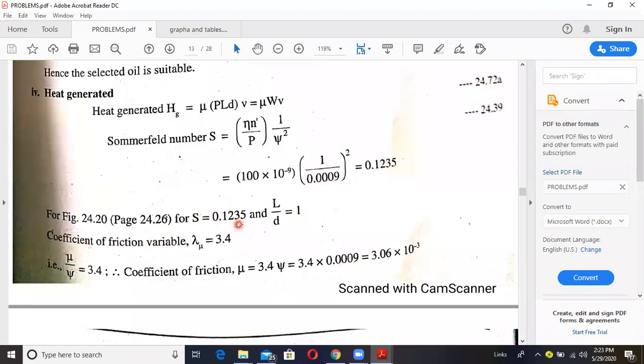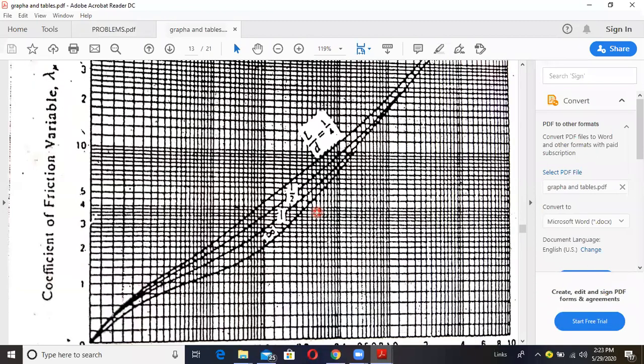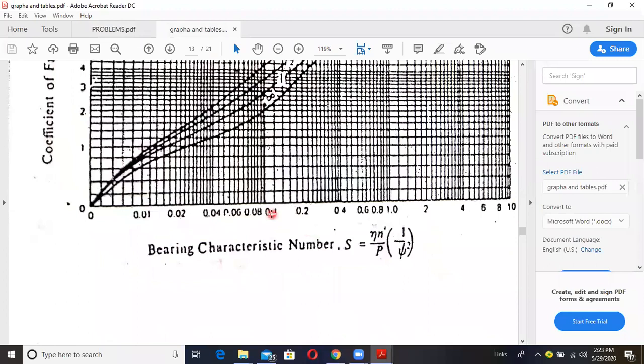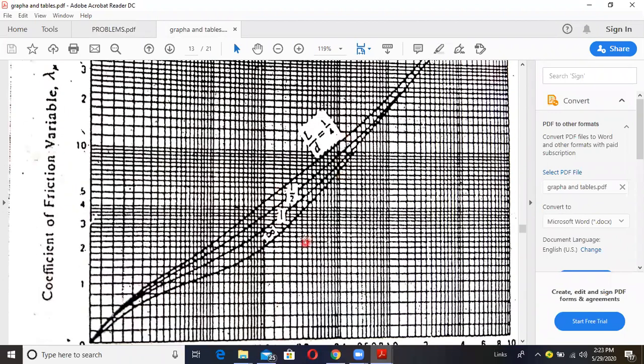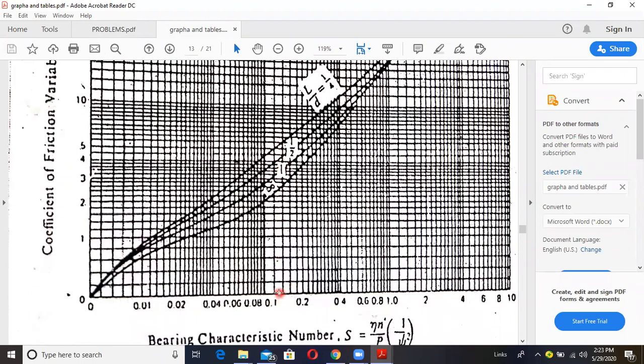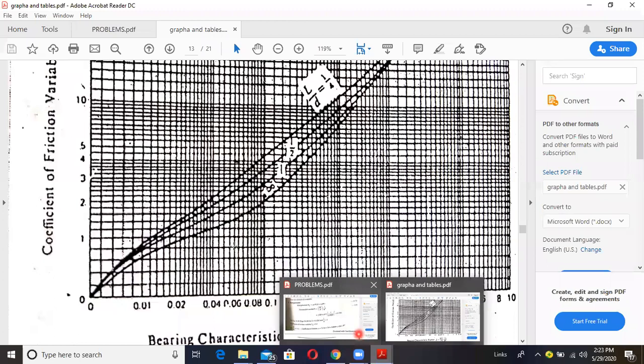Now S is equal to 0.12. If you see the figure, S is equal to 0.12 somewhere you will get here. If you go like this, another thing we have to see is the L by D curve. L by D is equal to 1, the second curve. Go like this until it touches the second curve. Once it touches the second curve, come towards the left side, then we will get the coefficient of friction variable. So we will get the coefficient of friction variable as 3.4.